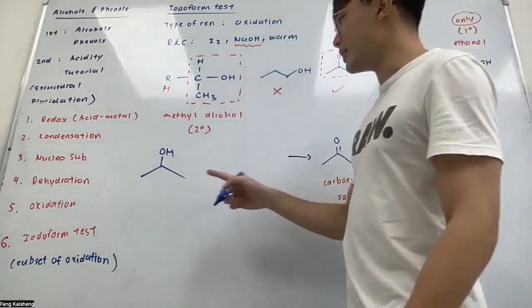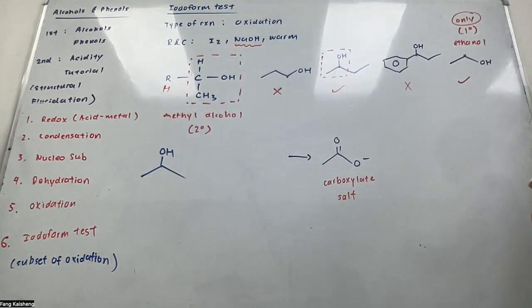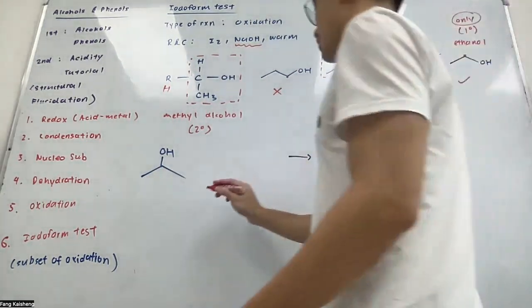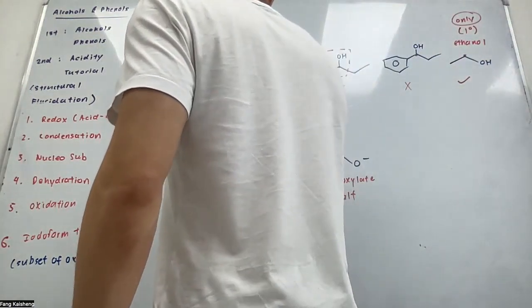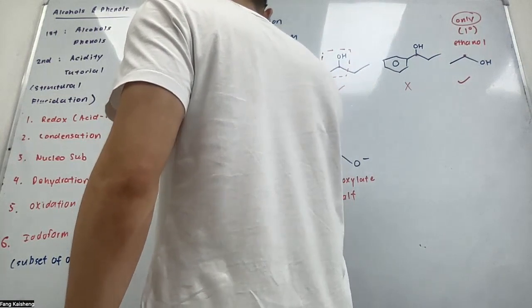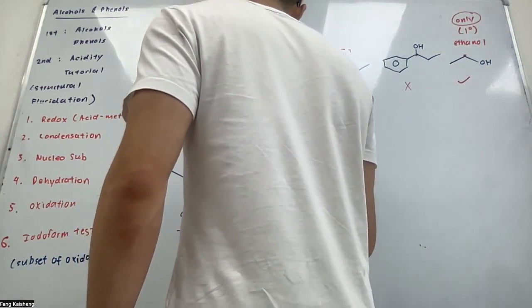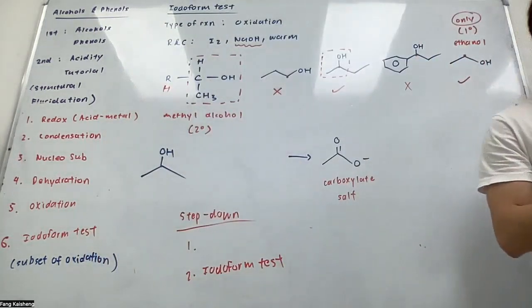And you notice something, guys. I have 3 carbons here, but now I only have 2 carbons. What is this reaction called? It is a step-down reaction. Now take note, iodoform test is a very classic step-down reaction. But before iodoform test, we have actually learned another one which allows you to decrease carbons. What is it?